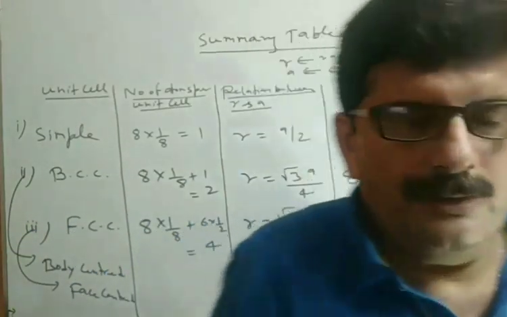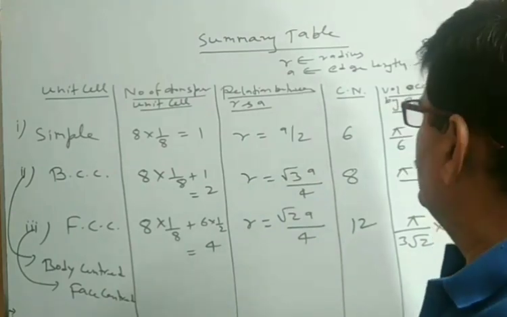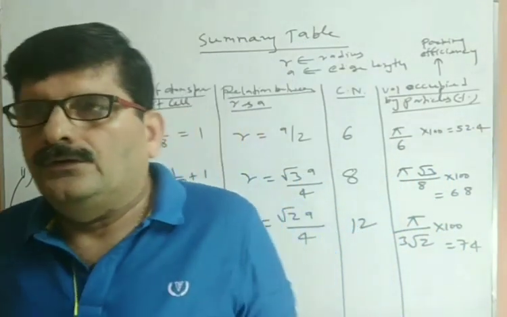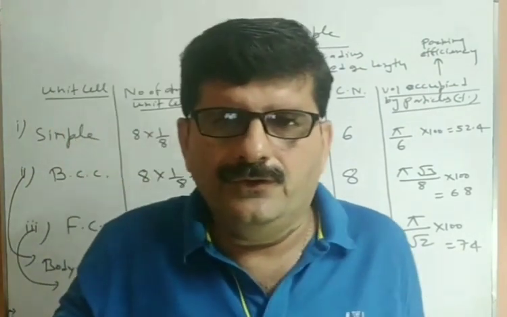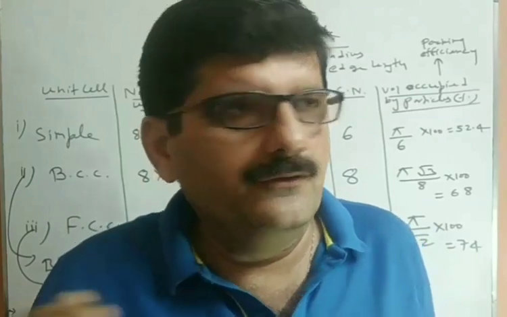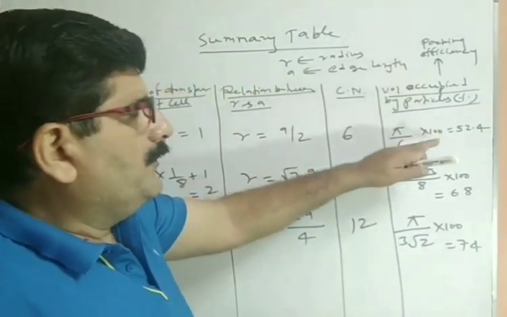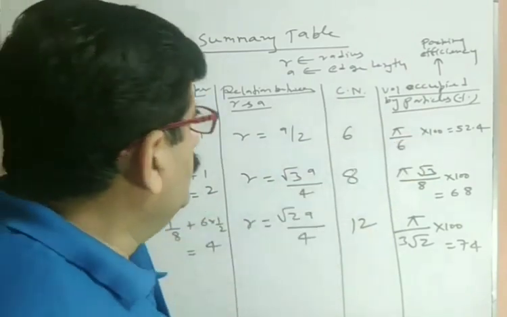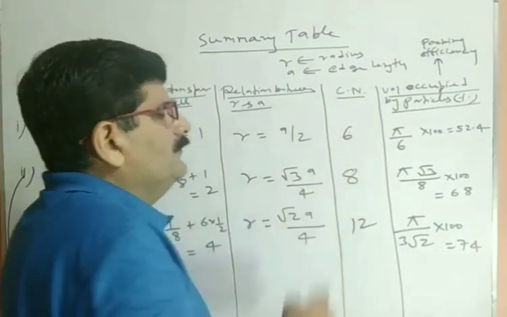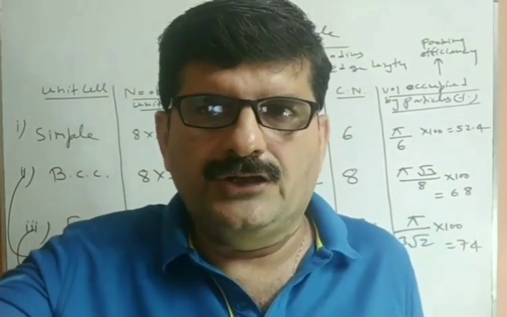So with the help of radius, we can find out the packing efficiency, or you can say the packing fraction value. Packing efficiency is always calculated in terms of what? Percentage. If the coordination number is known, then we can find out the geometry of the crystalline substance.